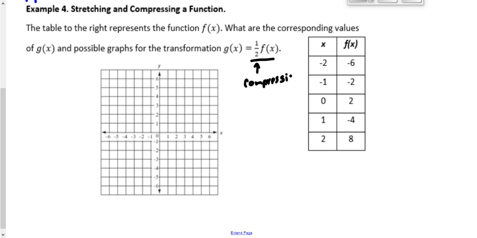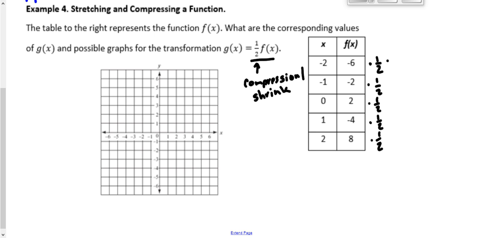Sometimes you'll hear that referred to as a shrink. So I'll put compression/shrink. When you have a vertical compression, it's going to change all of my y values, my output values, by 1/2. So what I'll do actually is I'll take all of our current values and I'm just going to multiply them by 1/2 every time. That's going to give me my new f of x, my new output value.